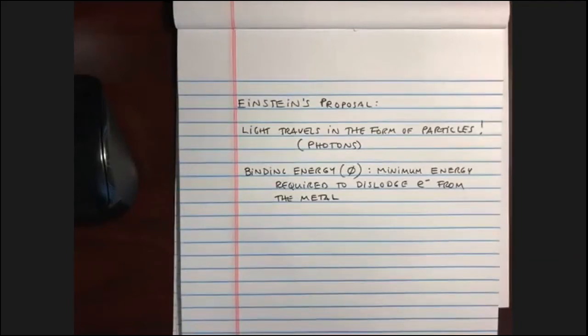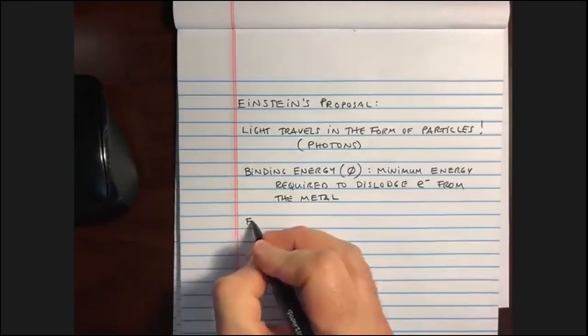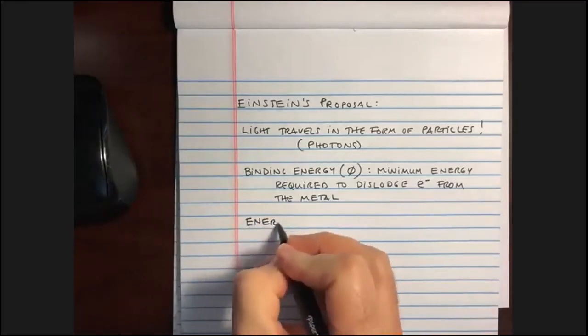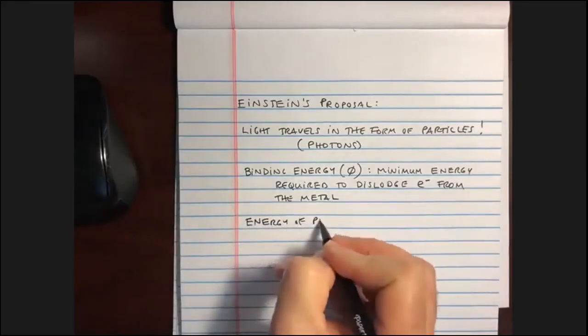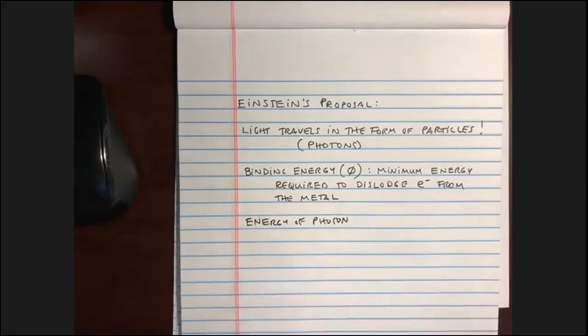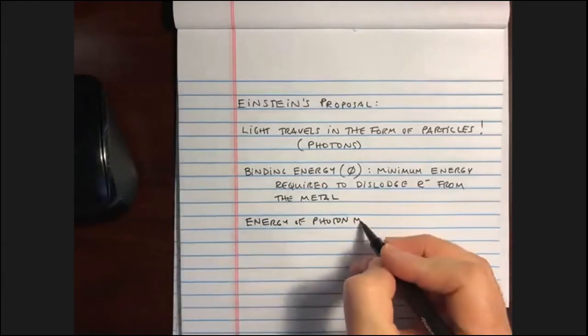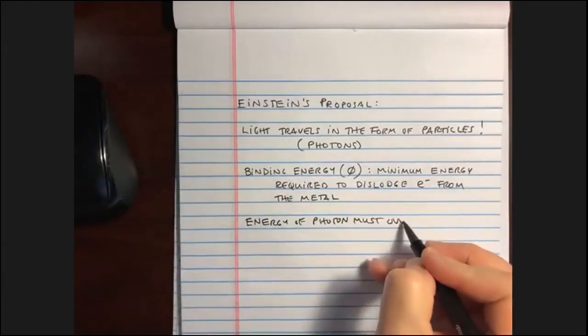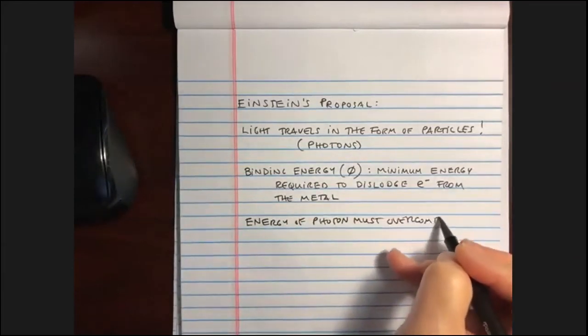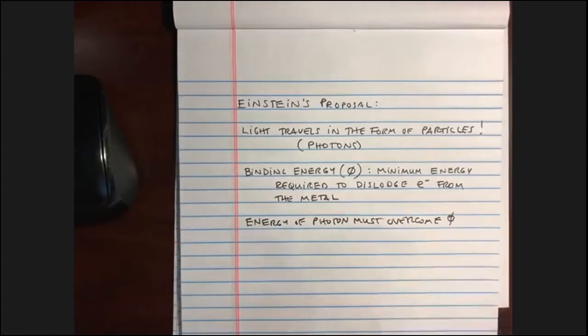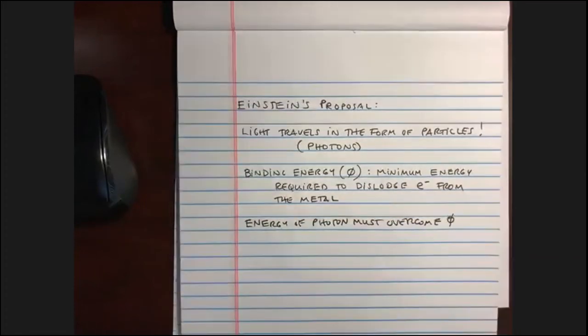So the idea is that the photon energy has to be greater than this binding energy. In other words, the energy of the photon must overcome phi in order for electrons to be dislodged, right?